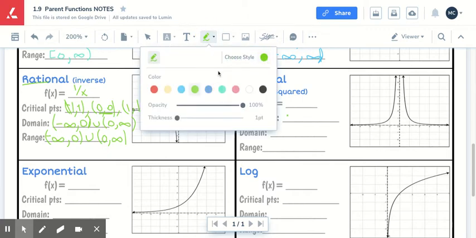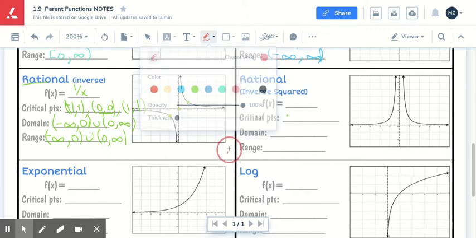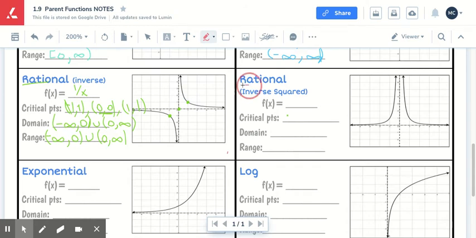Our next parent function is called rational squared. So rational squared. Inverse squared. Okay, this is rational squared. So again, we have ratio, and it's f of x equals 1 over x squared. So it's the ratio of 1 to x squared.